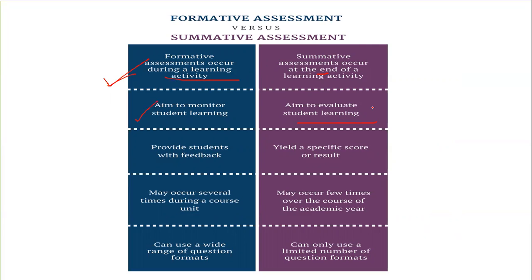Formative provides feedback to students. Summative helps to give a final score or a result. Formative assessment may occur several times during a course or a unit, so it has a lot of occurrences as per the course or the unit, whereas summative occurs few times over the course of the academic year, so it is basically towards the end.